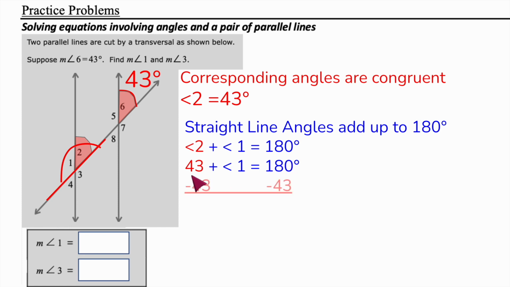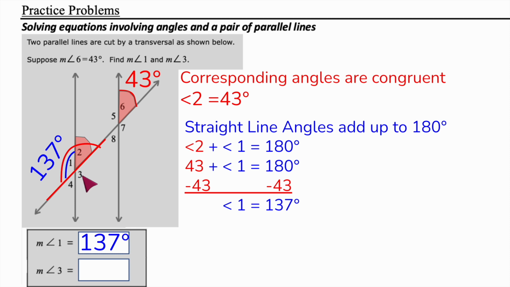So 43 plus angle 1 equals 180. So if I subtract the 43 from both sides, since I have an equation here, 43 minus 43 cancels. Angle 1 drops down, and I have 180 minus 43, which gives me 137 degrees. So I know angle 1 is 137 degrees. Now, how do I bring that over here?